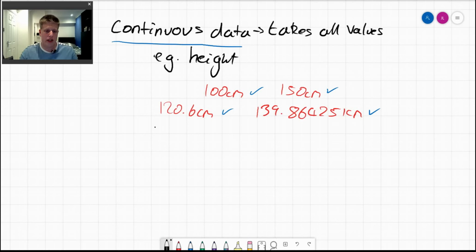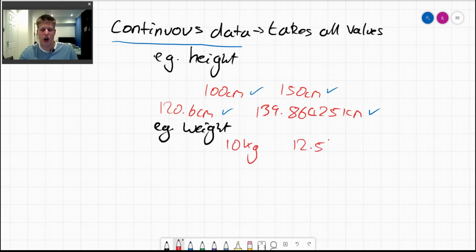Another example, an easy one, is weight. Weight is continuous data. You can weigh 10 kilograms, you can weigh 12.5 kilograms, you could weigh 90.6 kilograms, you could weigh 155.987 kilograms. These are all continuous data because it can take any value whatsoever.